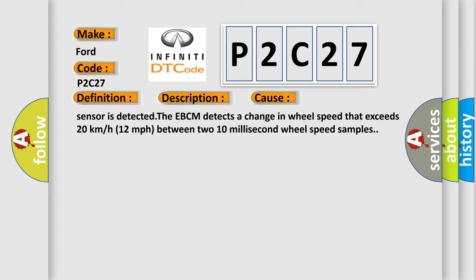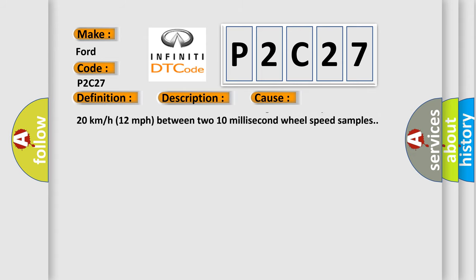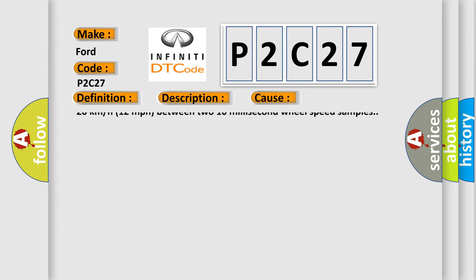C003527, C005027, C003051F, C005051F, C1221, C1224, or C1225, C1228. A missing wheel speed sensor signal and erratic signal output of the wheel speed sensor is detected. The EBCM detects a change in wheel speed that exceeds 20 km/h (12 miles per hour) between two 10 millisecond wheel speed samples.